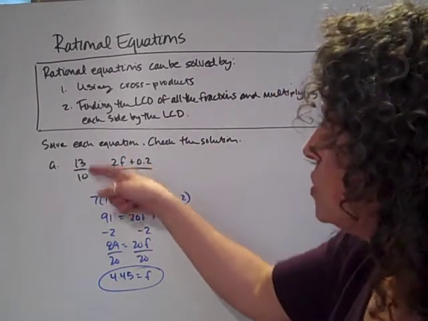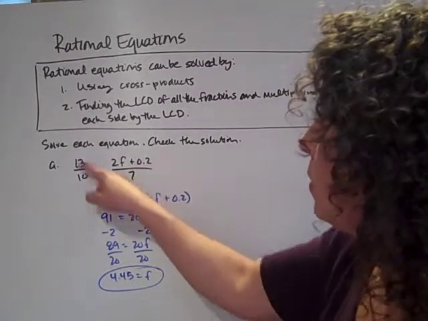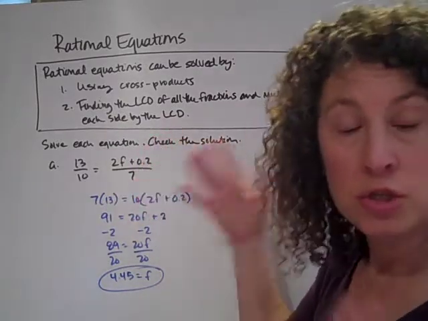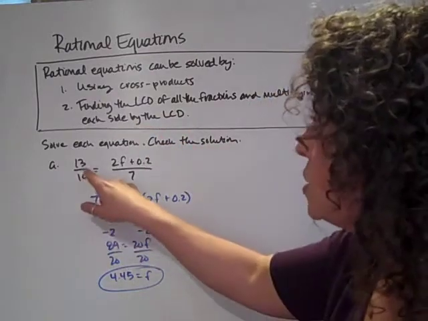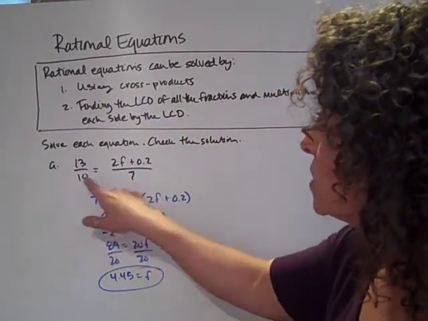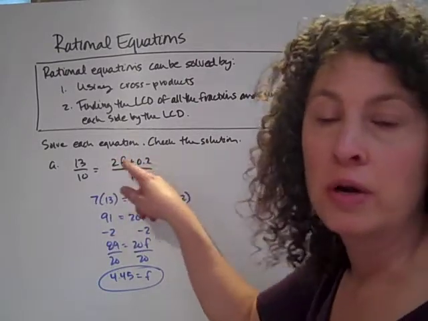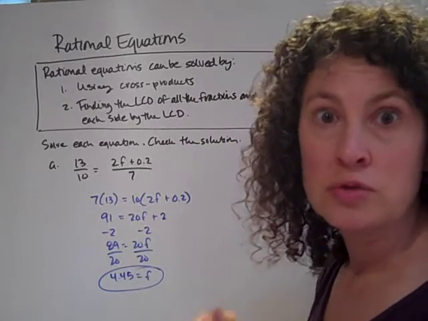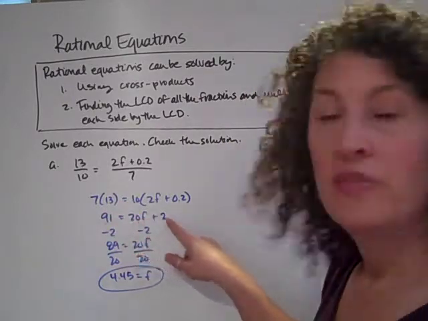So this equation, 13 over 10 equals (2f plus 2)/10 over 7. This is a proportion, basically two fractions equal to each other, so we can solve this using cross products. We're going to do 13 times 7 equals 10 times (2f plus 2). Don't forget that we really need to put this numerator in parentheses because we need to use the distributive property on it. So we end up with 91 equals 20f plus 2.